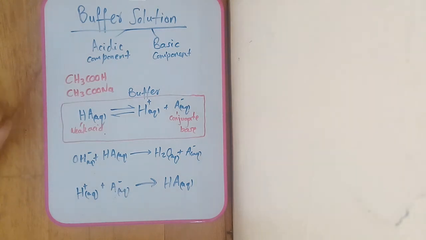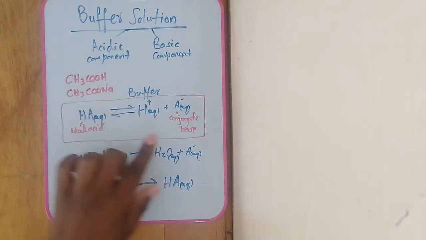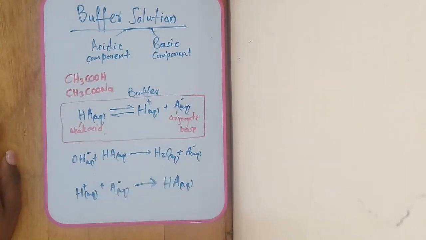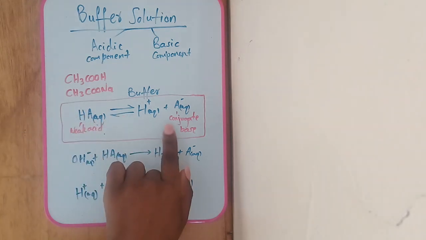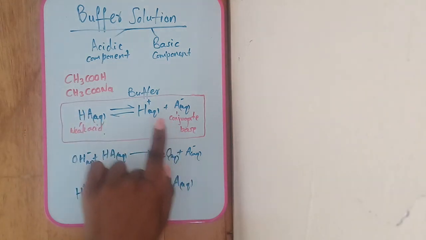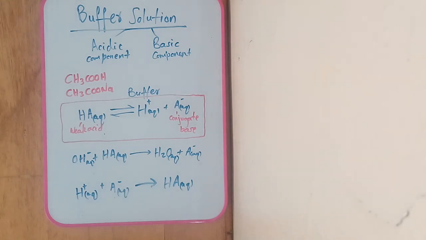Sometimes you can use weak bases. You can have your weak base here and your conjugate acid here, okay? Your conjugate acid would have an extra H, an extra proton, because it is a conjugate acid after all.